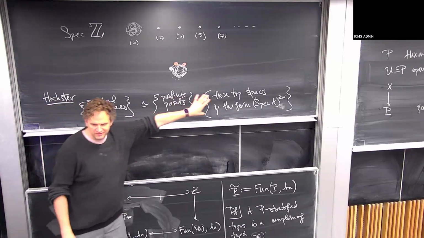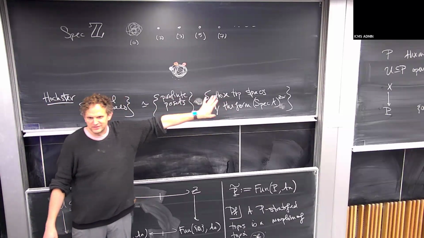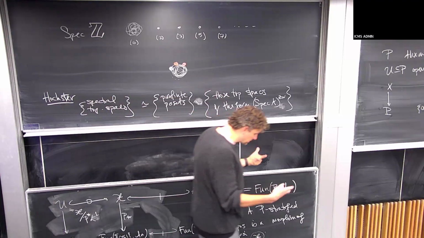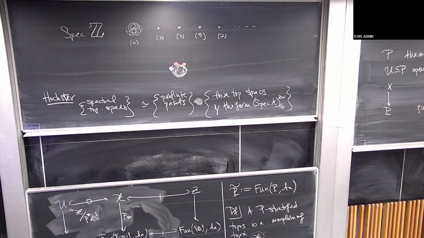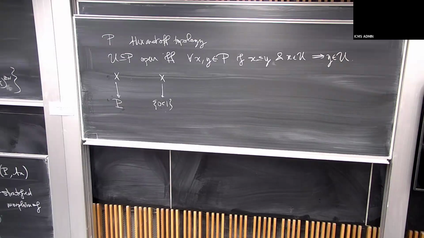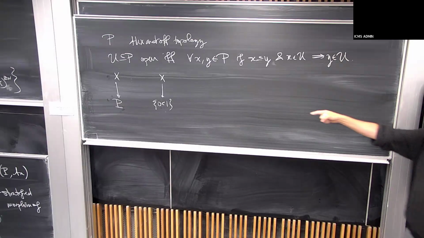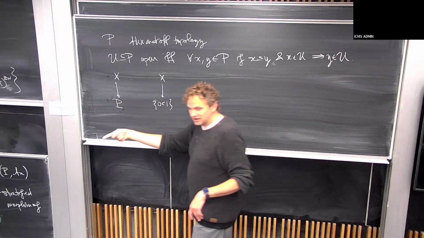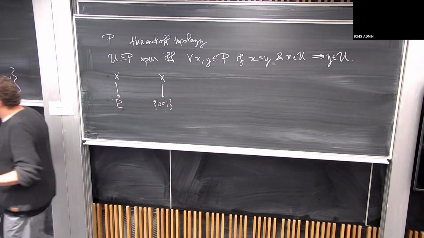I'm not telling you that this includes the maps, right? I'm not saying that. I'm just saying that if you look at the full subcategory of topological spaces and quasi-compact continuous maps spanned by topological spaces that can be written as Spec A with the Zariski topology, this is that.